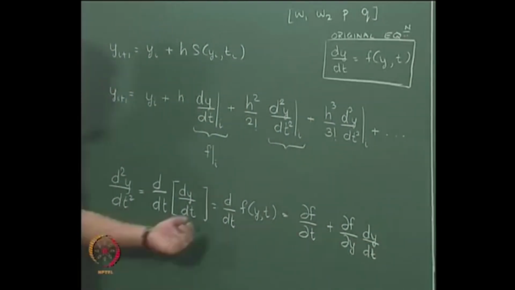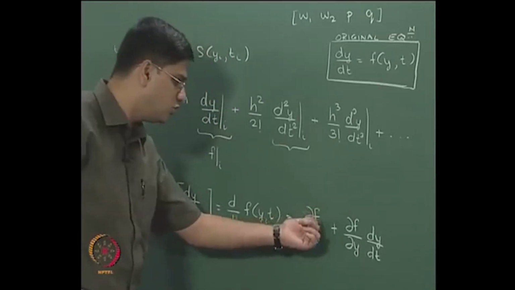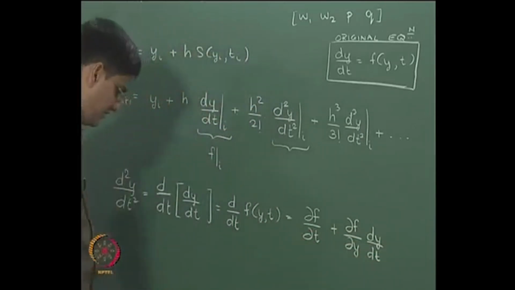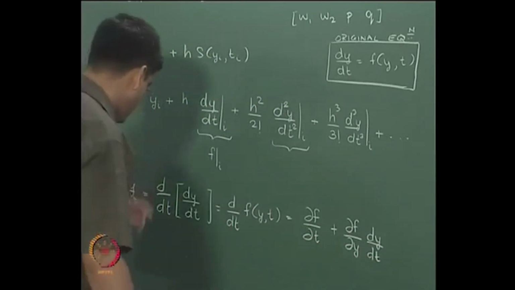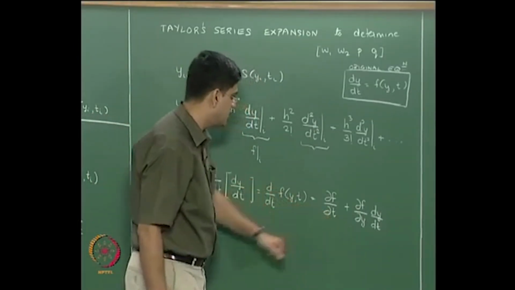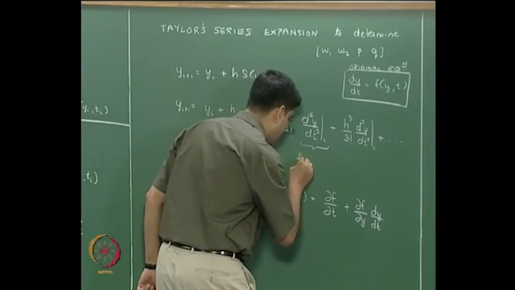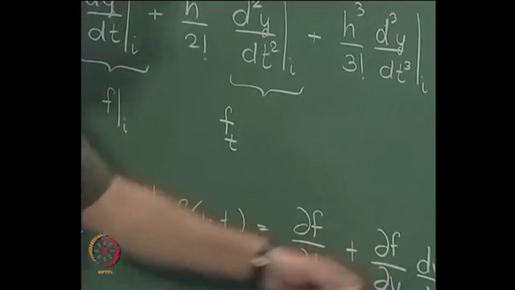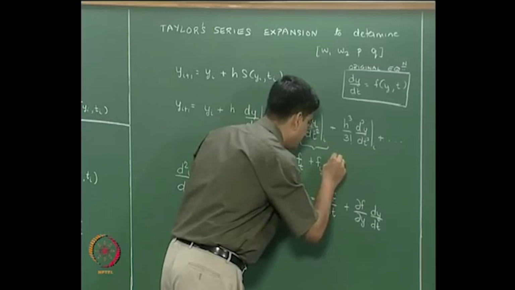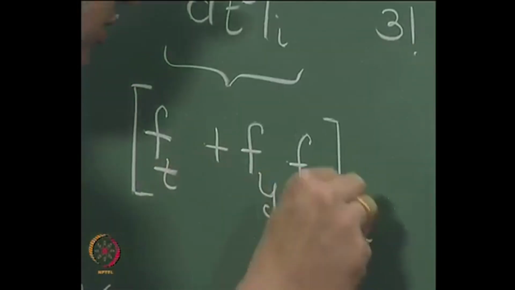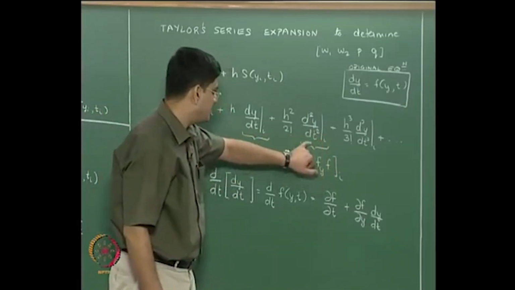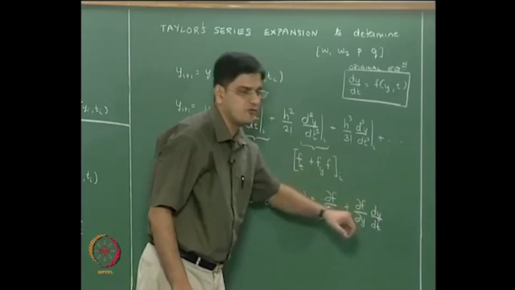Okay, the chain rule is going to be d by dt of f is dou f by dou t dt by dt plus dou f by dou y dy by dt, and dy by dt is nothing but our function f. Okay, so d squared y by dt squared is nothing but partial f by partial t, I will write that as ft, plus partial f by partial y, I will write that as fy, multiplied by f computed at yi comma ti. Okay, so that is going to be d2y by dt squared, and so on and so forth.